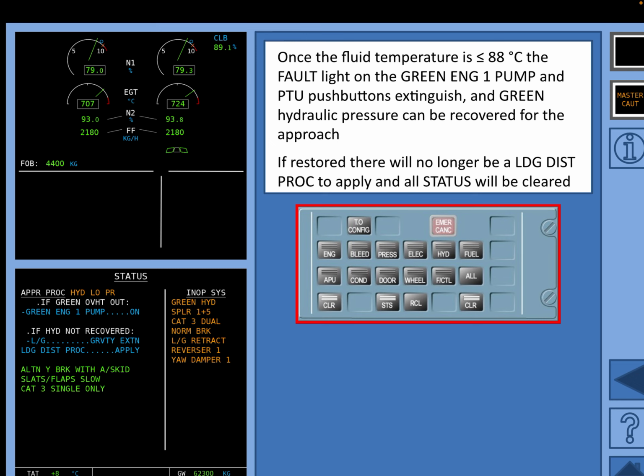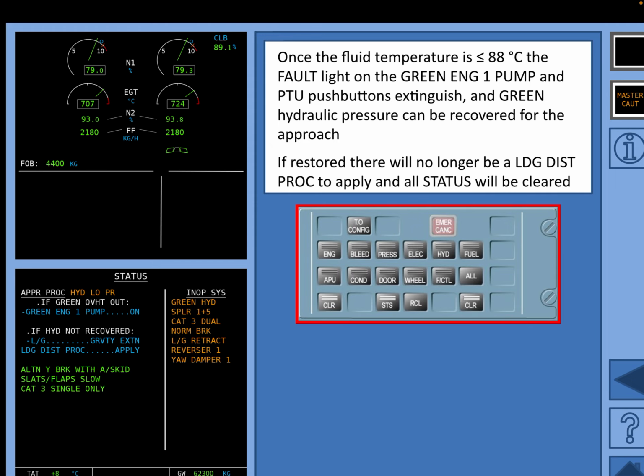So what are the inop systems? How can you see? Let's do it again. You have lost the green system. Same thing, we were here. Let's clear it. Here are the inop systems, right? We had lost our green system. In the last-to-last question we did it. We switched off engine 1 pump and we switched off the PTU.